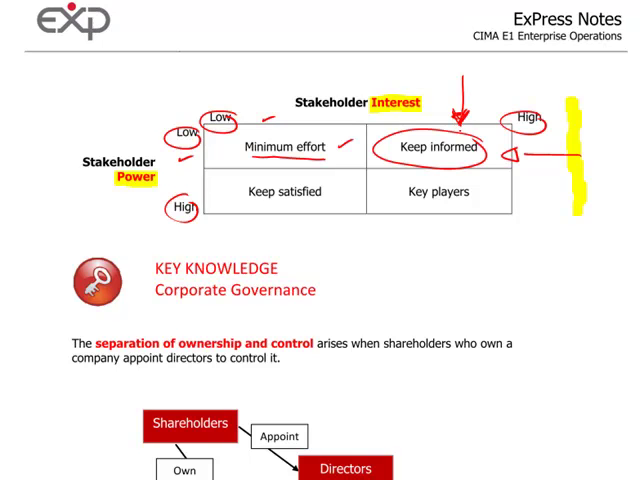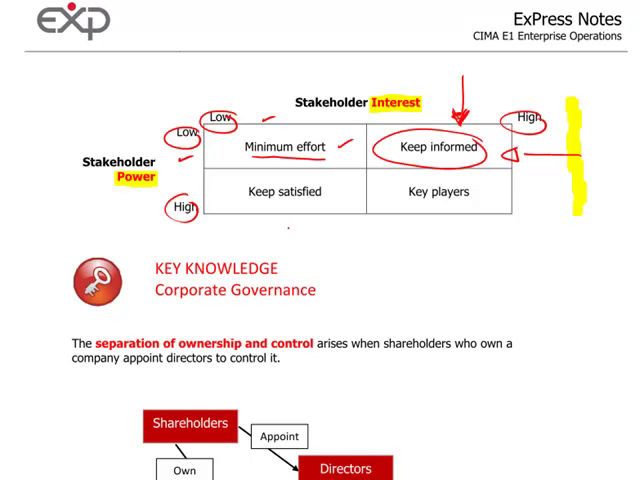So the bank would keep me informed. They don't change their strategy for stakeholders in that quadrant, they just keep them informed. In the example of my bank account, the bank would keep me informed by way of a bank statement, for example, or email messages.